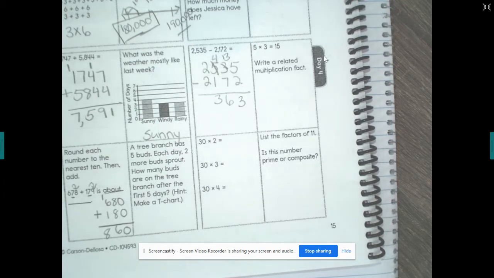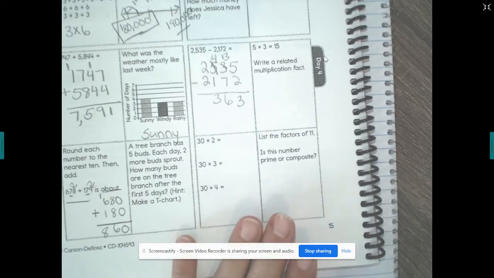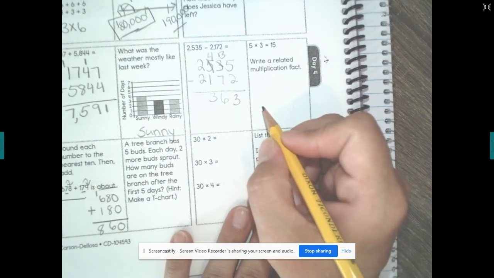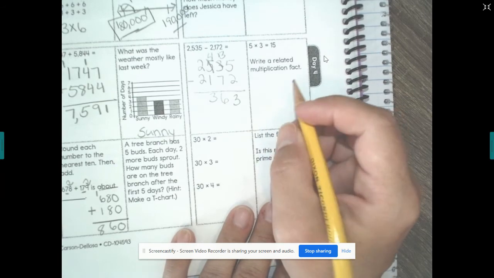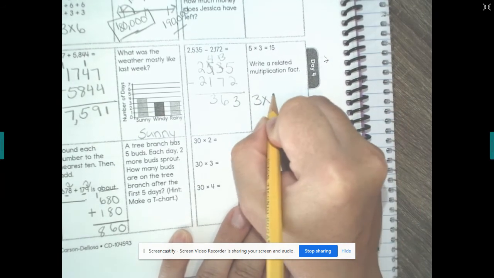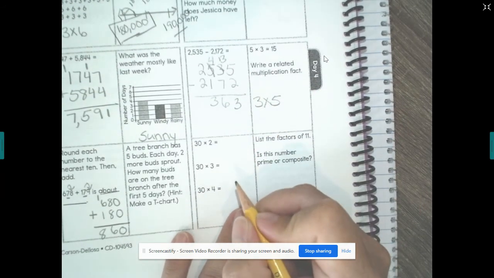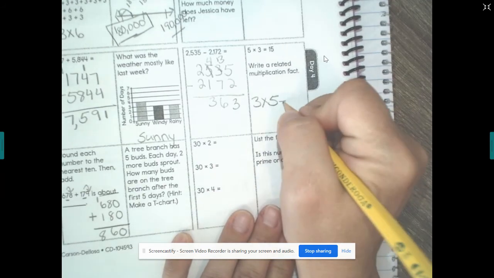All right, boys and girls, let's look at the next box. We've got 5 times 3 equals 15. It says write a related multiplication fact. So all they want you to do is use the commutative property. In multiplication, another way to write 5 times 3 is 3 times 5, which equals 15.